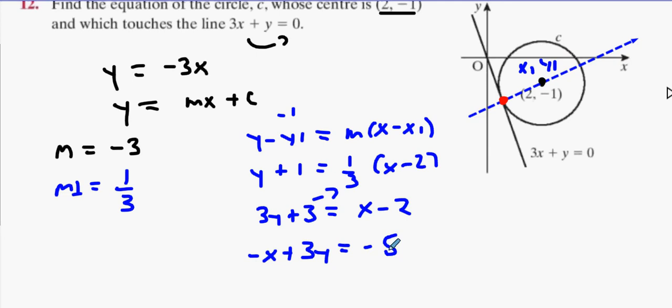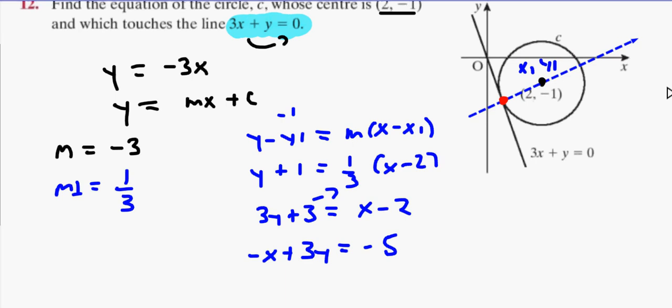Charlie, what's my next part of this? How do I find the red point? Any idea? The perpendicular distance formula would find me the radius actually. Yeah, it'd find me the radius, which is fair enough. But it wouldn't necessarily find me the red point. Any other ideas? The red point is where the two lines hit each other. How do you find the intersection of two lines?